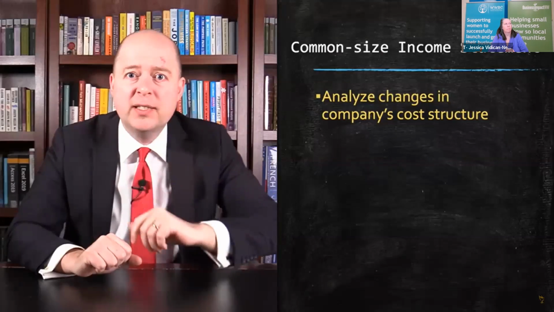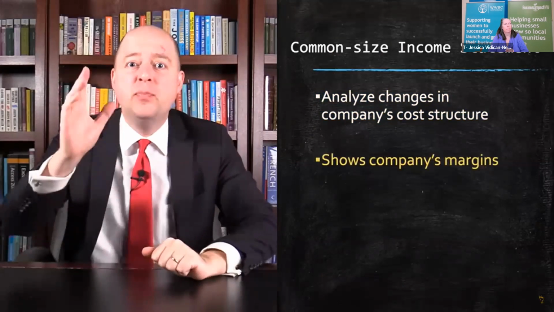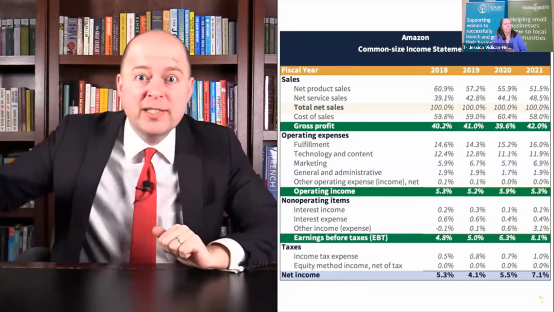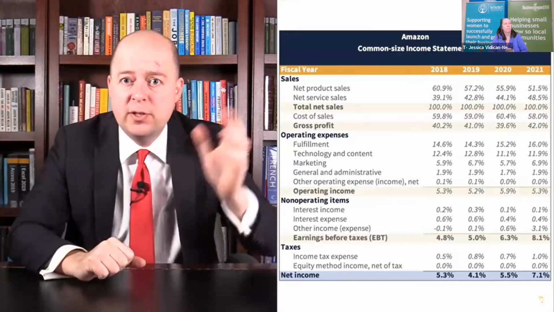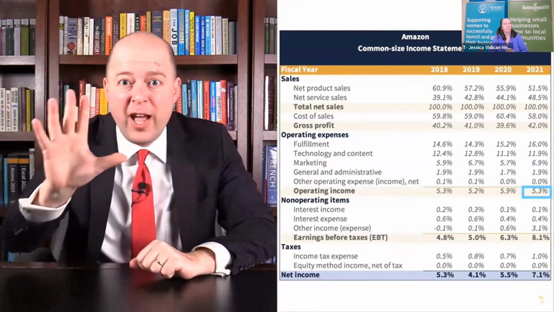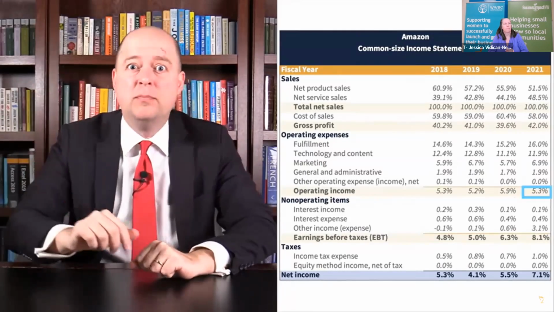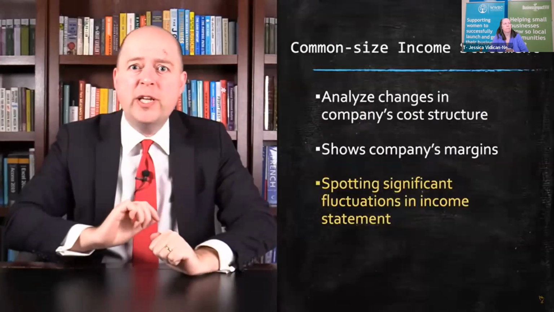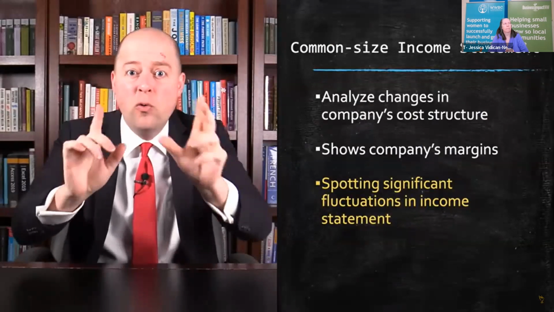Now, the common size income statement also shows you a company's margins: how much of every sales dollar became profit. In 2021, every dollar of net sales for Amazon generated 5.3 cents of operating income. The common size income statement is also helpful in spotting significant fluctuations in a company's income statement items over time.